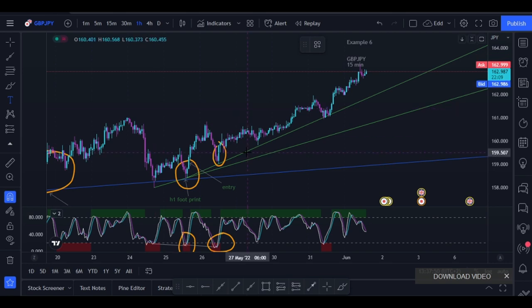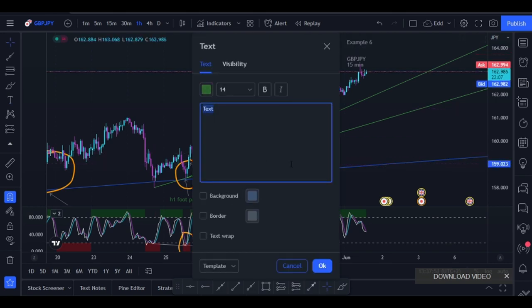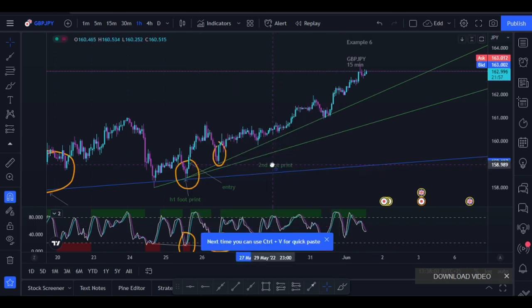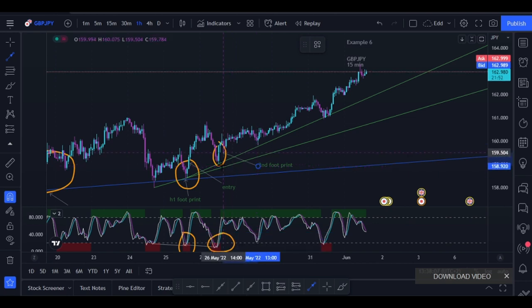Let's write this here: second footprint. Look at how clean this is, though. Look at how clean these entries are. Second footprint would have been right there. Let's draw a line pointing to the entry. That would have been your entry. That was the footprint, and your entry would be right there. You would have entered at the bottom and then entered over there.